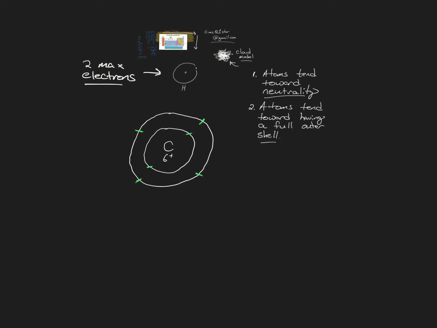Number 1, is hydrogen neutral? Yes, it's neutral. So rule 1 is done. What about rule 2? Does it have a full outer shell? No, it does not. So it needs that. How are we going to get that done?